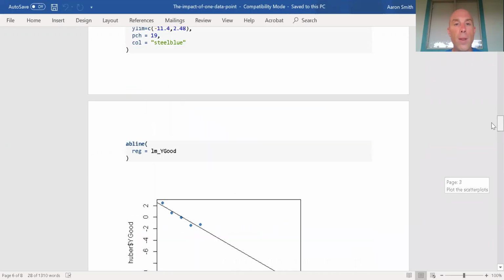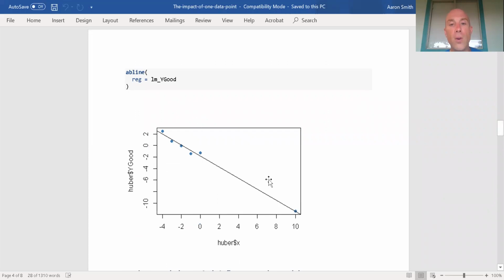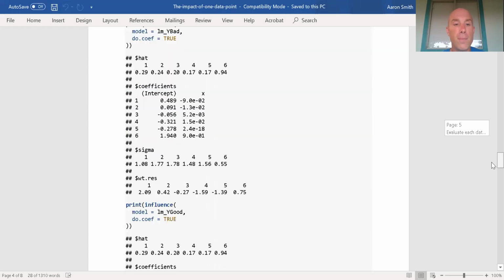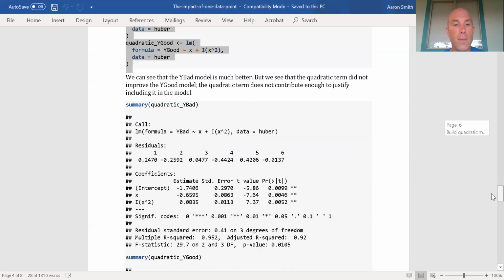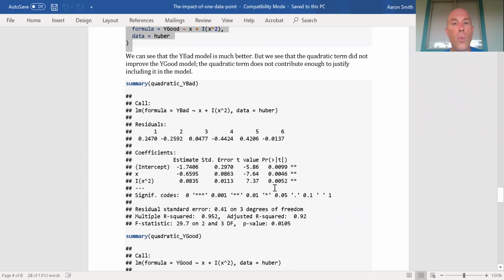Now, something I want to point out, when I look at the y good scatter plot, that's along a straight line. If it's close to a straight line, the quadratic's probably not going to help me out. And we're going to see the quadratic doesn't do anything for y good, but it changes a lot of stuff for y bad. All right, so here with y bad, we have statistical significance all the way across. Everything's less than 0.1. And we can see that our r squared jumped up.